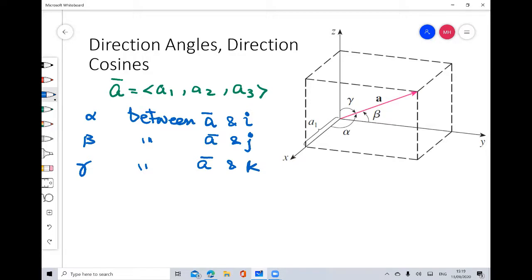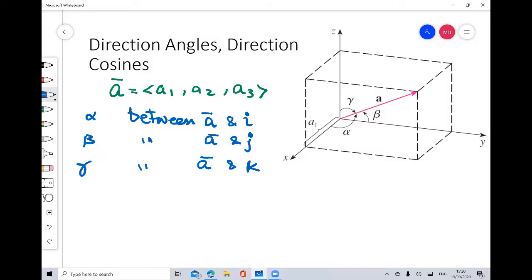Now, these three angles actually define my vector. That's why we call them direction angles. If I know alpha, beta, gamma, then I have my vector completely. My vector is defined completely, or the direction of my vector is defined completely. Let's now get the relation between the vector A and these angles.